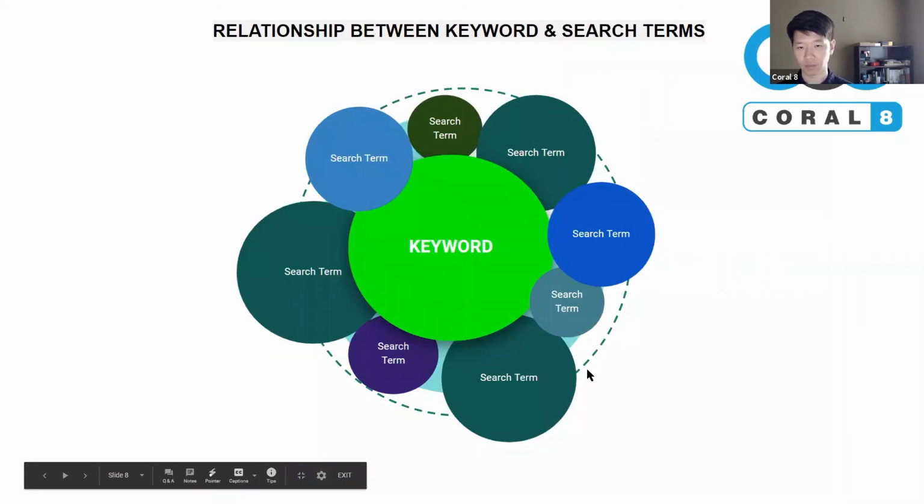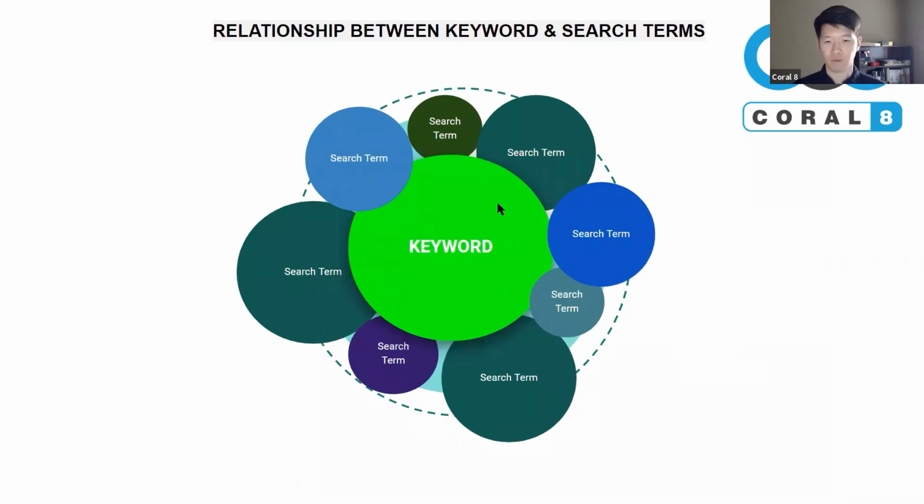So here's a visual to explain the relationship between keywords and search terms. For any one keyword, Amazon's ad algorithm could match several search terms to that keyword. Okay.